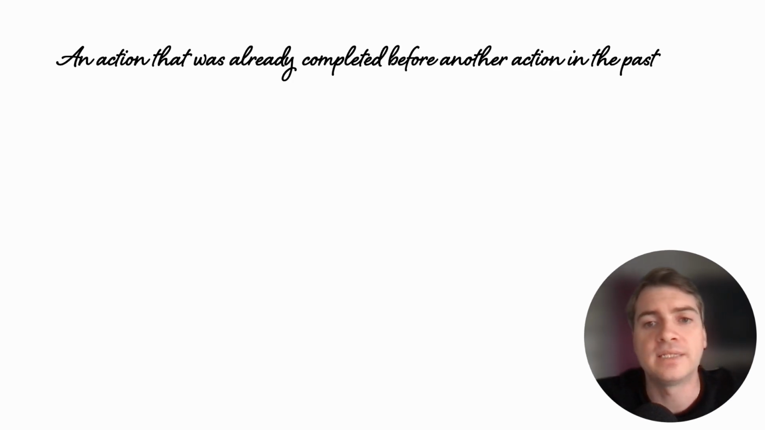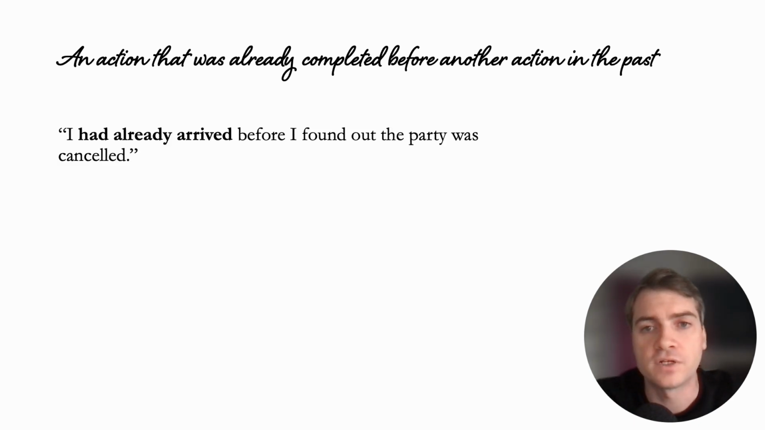All right, here are a few examples of an action that was already completed before another action in the past. So the first one, I had already arrived before they told me the party was canceled. So here, the timing is important because I went to the party even though it was canceled, but I had already arrived before I found out it was canceled, so I couldn't change my plans.